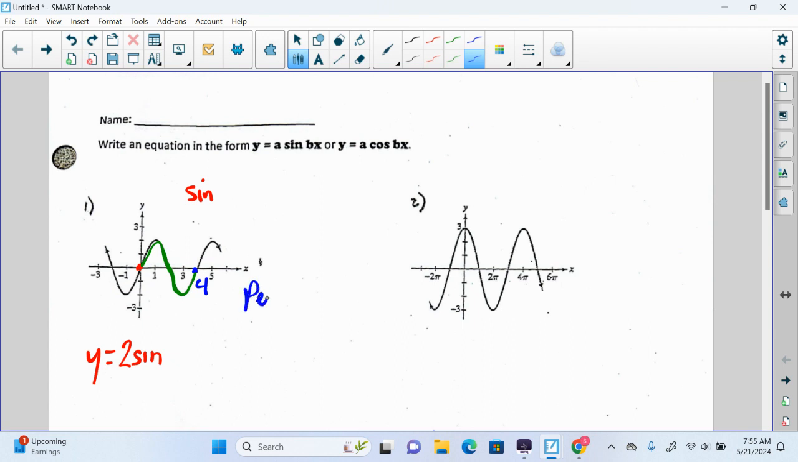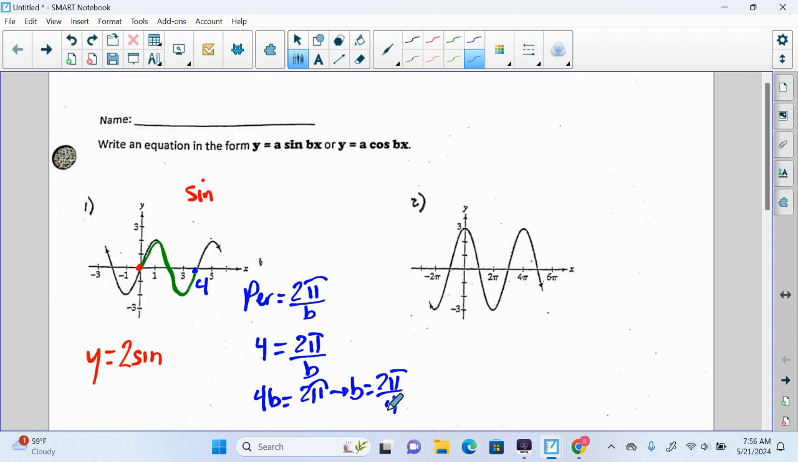So we know our formula for period is 2 pi over b. In this case, our period is 4. So we substitute that in for the 4 in 2 pi over b and solve this. So 4b is equal to 2 pi. Dividing by 4, b is equal to 2 pi over 4. So that's pi over 2. So that is our b value, pi over 2, and that's going to be attached to the x.